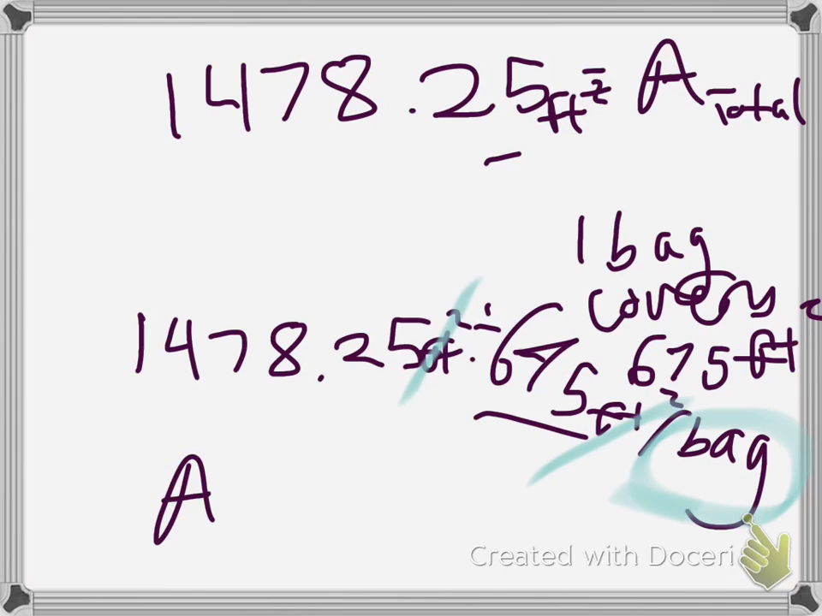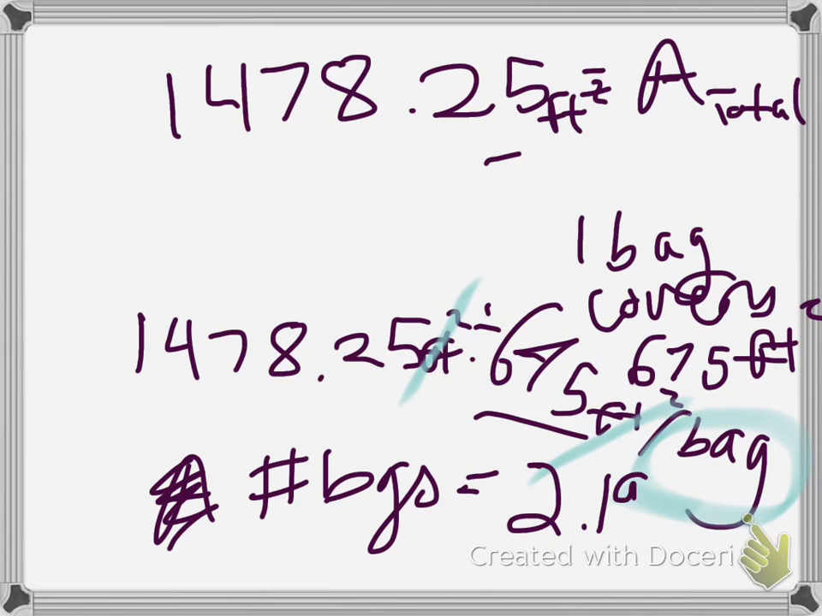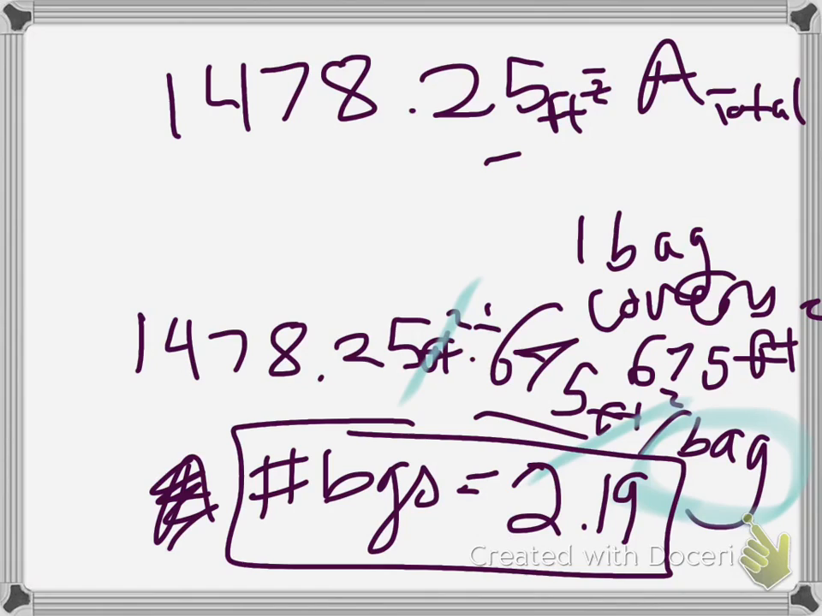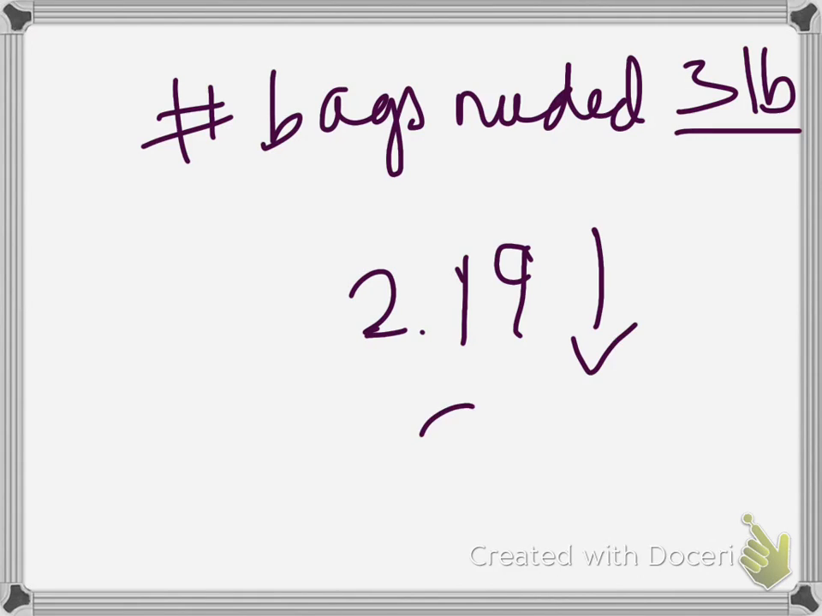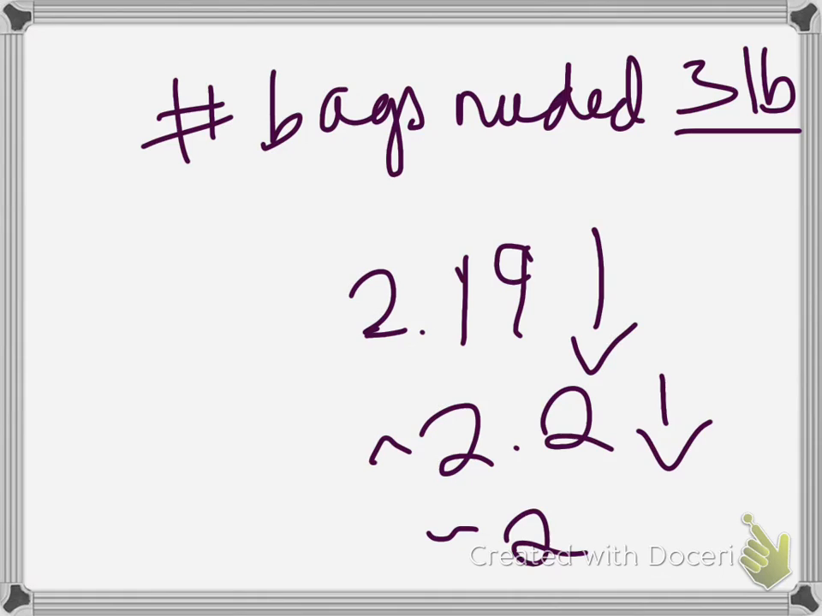So my final answer is the number of bags equals 2.19. Okay, I can't buy a partial bag, so I'm going to need to round up. So my final answer is the number of bags needed is 3 bags. Normally with 2.19, you would round down, right? You would say it's about 2.2, and I'm going to round that down to about 2. But in this case, you wouldn't have enough seed if you didn't have above 2.19. So we're going to round up. We're going to say our final answer, number of bags needed, is 3.